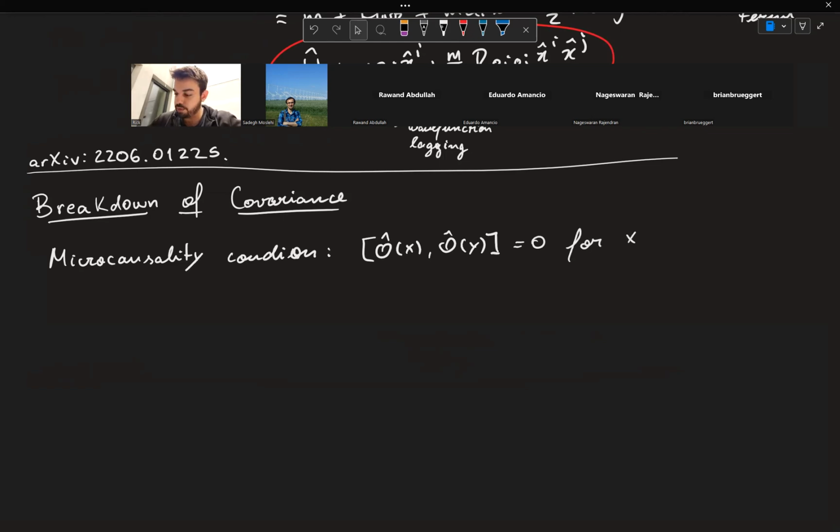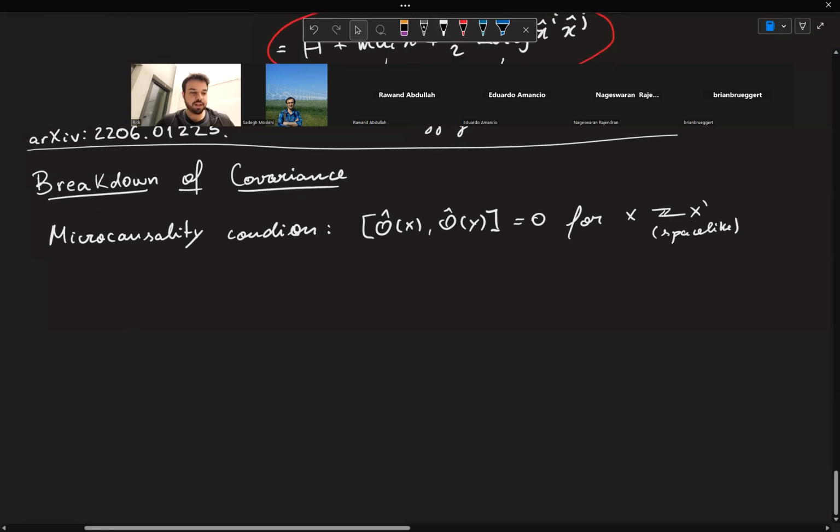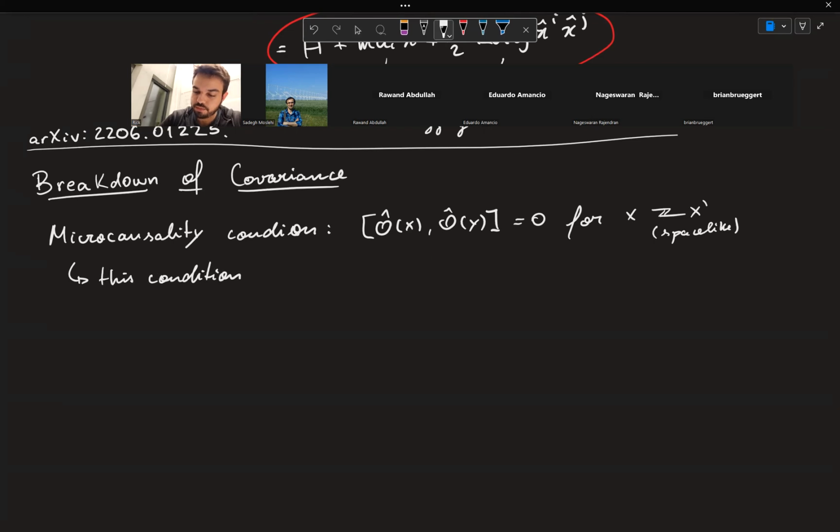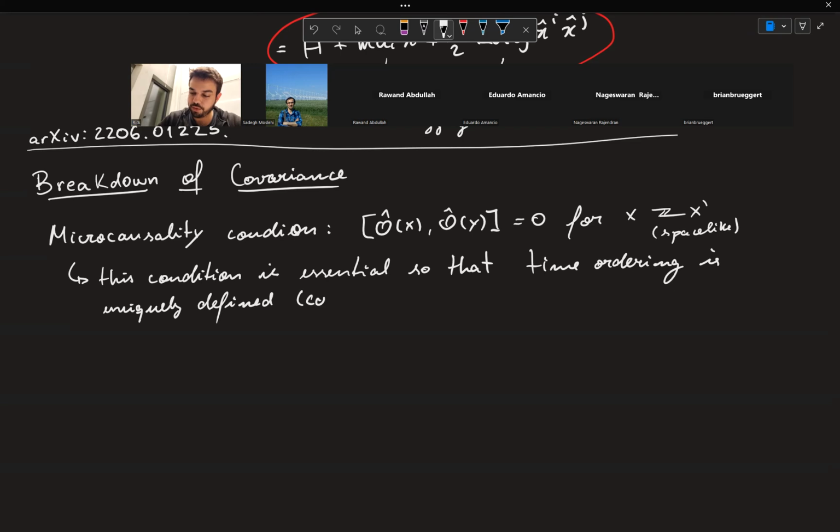So for x, this is my space. And then it's associated with the idea that you can perform independent measurements in space-like separated regions, which is related to the idea of causality, basically, but subtly. But for us specifically here, this condition is essential so that time ordering is uniquely defined, or is covariant, or is independent of the choice of time parameter.